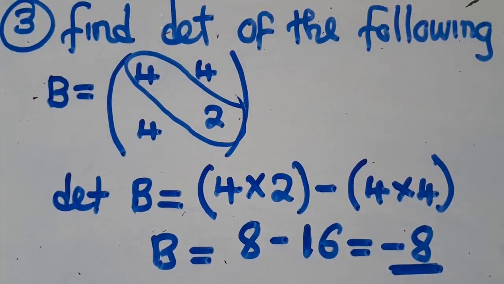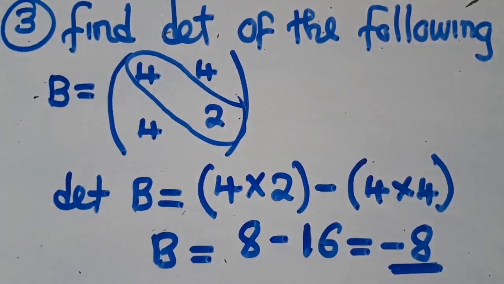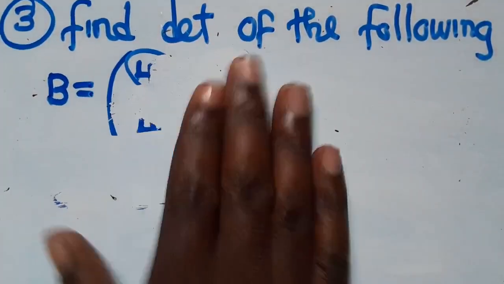Have you seen the way I've answered this? This is how you are supposed to do it. This is how you need to find the determinant. So the determinant of this matrix is -8. Move to the other one.